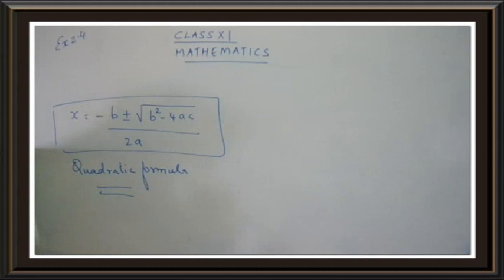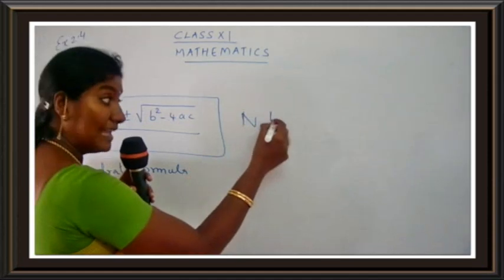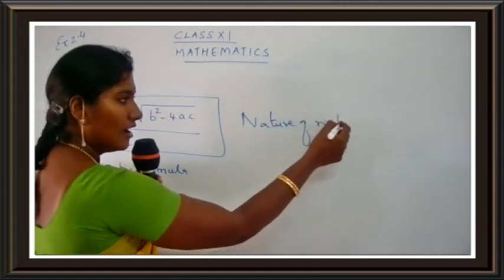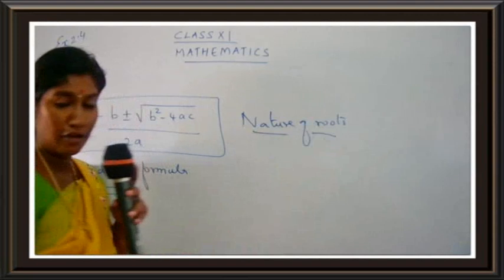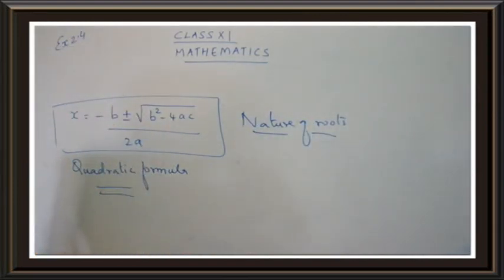Clear, children? So these are the 2 points that we have to remember. And also you know about the nature of the roots. All this exercise mostly deals with the concepts that we have done in our earlier classes. Also we are going to see about the nature of roots. Again, these are the topics that you have seen in our 10th standard. So how to find out the nature, children?